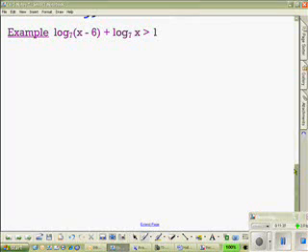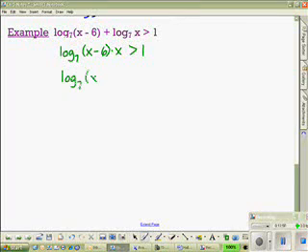Our last problem is log base 7 of x minus 6 plus log base 7 of x is greater than 1. Again, I have a logarithm and I see addition, which means I can simplify this to multiplication, which would become x squared minus 6x when I distribute the x.